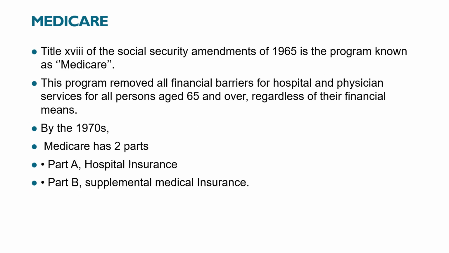What is Medicare? Under Title 18 of the Social Security Amendments of 1965, the program is named Medicare. This program removed all the financial barriers for hospital and physician services for all people aged 65 and over. So this program is meant only for people who are 65 and more, regardless of financial means. By the 1970s, Medicare had two parts, Part A and Part B. Part A is hospital insurance, and Part B is supplemental medical insurance.